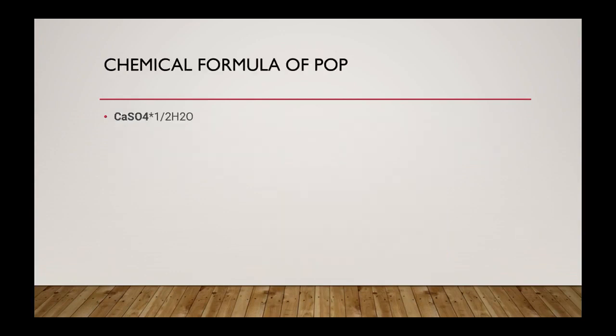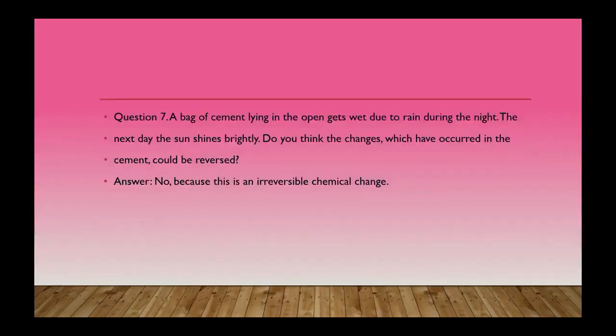Okay, then the chemical formula of plaster of Paris is CaSO4·½H2O. That means calcium sulfate with water. That is called plaster of Paris. CaSO4 means calcium sulfate. You may get some idea about this topic in 10th standard, because chemical formulas and chemical structures are going to be read in 10th standard in the modern periodic table. Okay, next, question number 7.